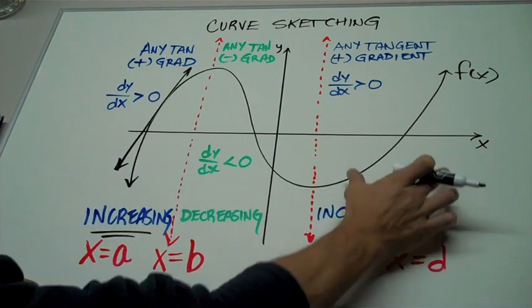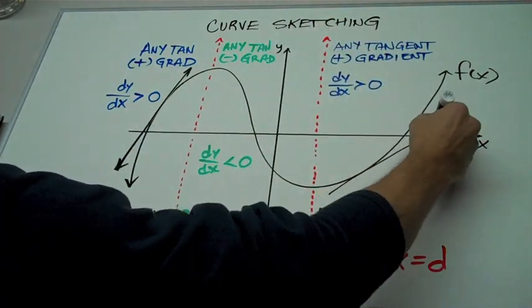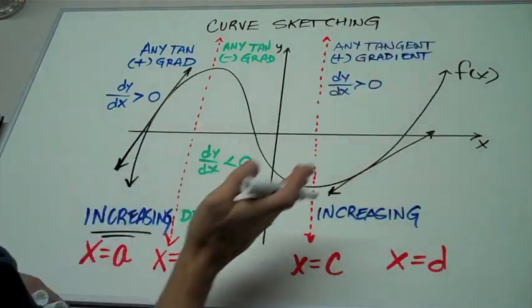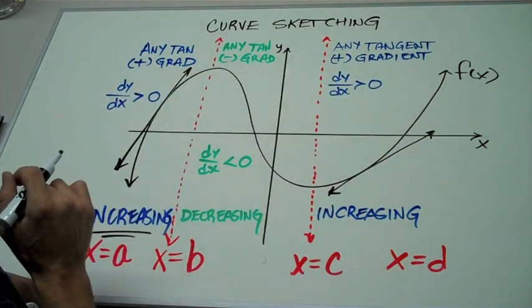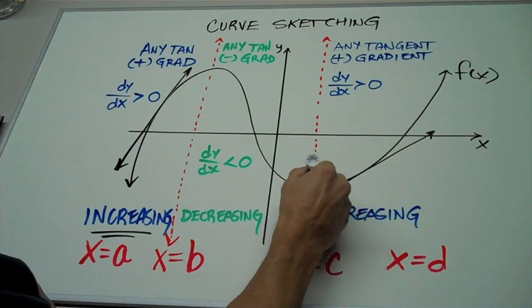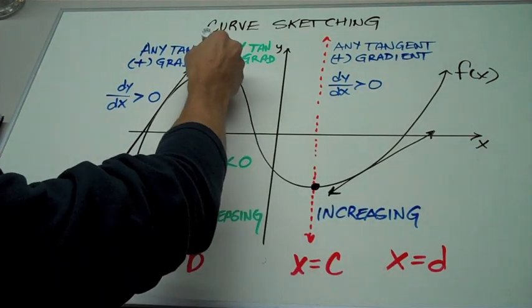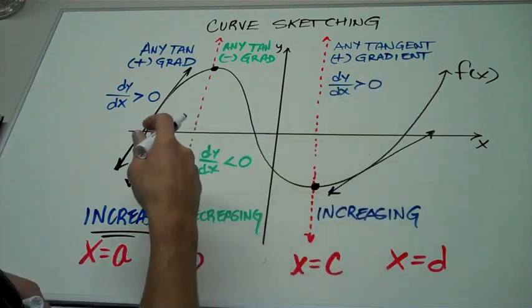Where x is in region D, any tangent will have a positive gradient. Again, we see the gradient of the line is positive, the slope is positive, so dy/dx, the derivative, is greater than 0, and the function is increasing. In our next example, we're going to be talking about these points here, where the function is neither increasing nor decreasing.